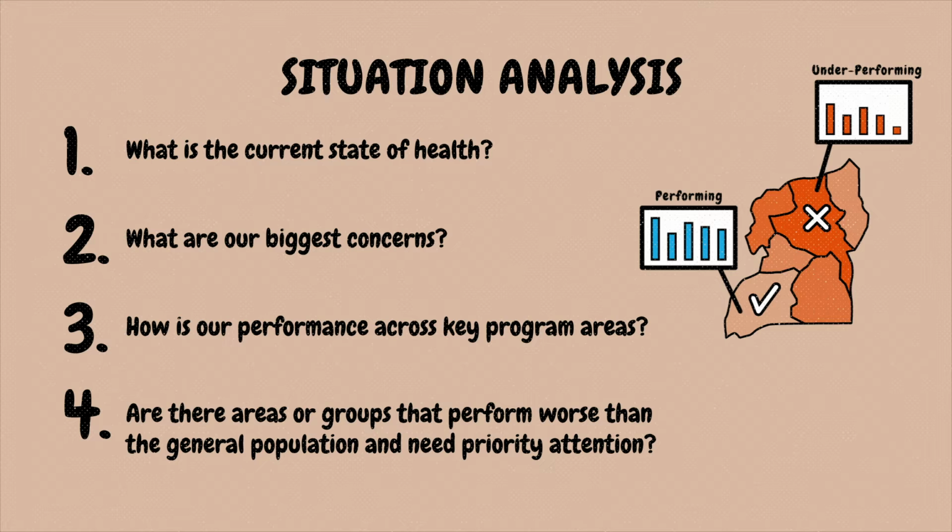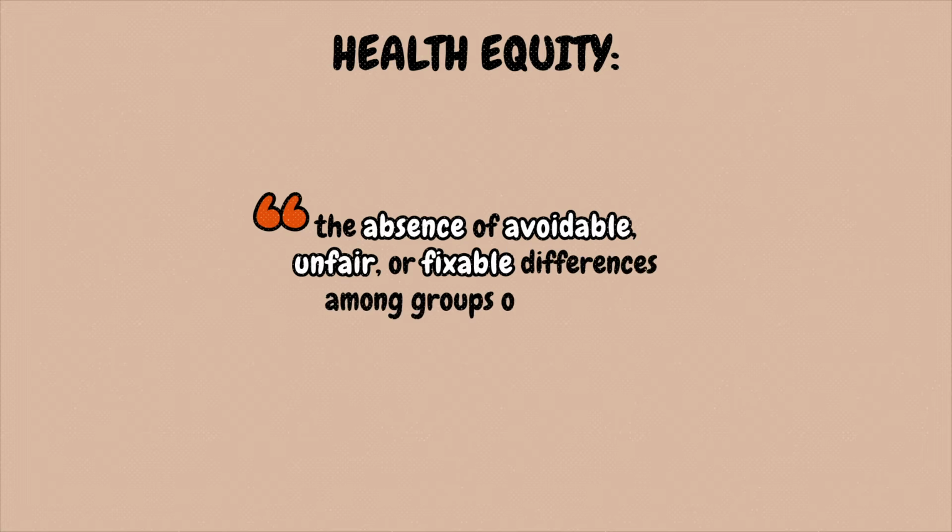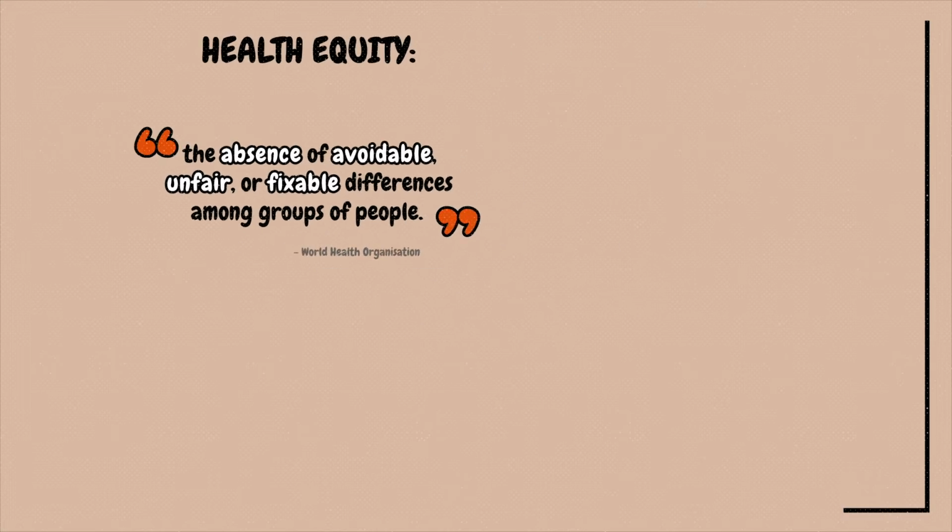It looks at how health varies between population groups and helps focus our attention on those groups with the lowest access to health services and the worst health outcomes. The World Health Organization defines health equity as the absence of avoidable, unfair, or fixable differences among groups of people. Let's explore this concept with a simple example demonstrating the differences between equality and equity in terms of service delivery.